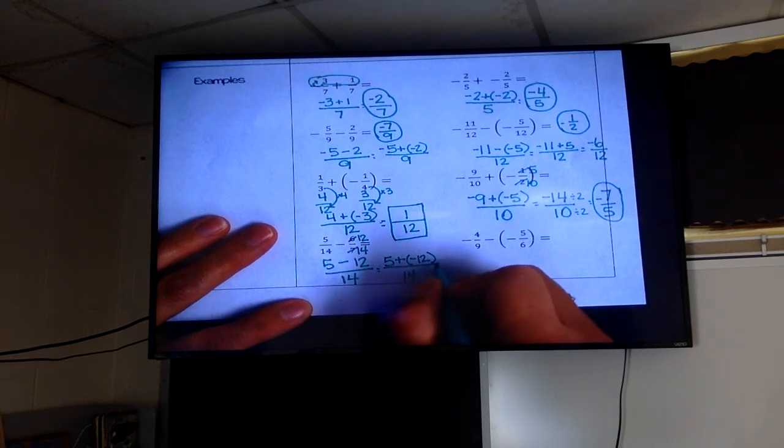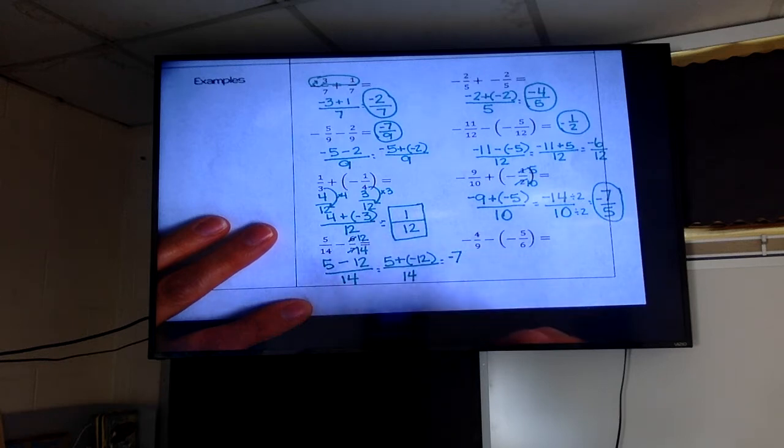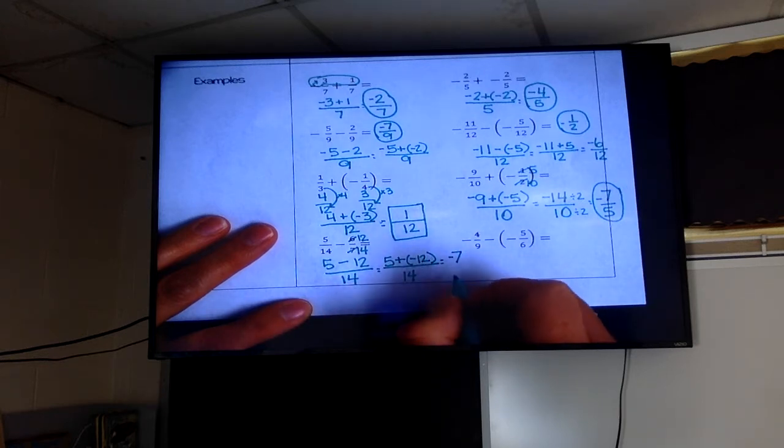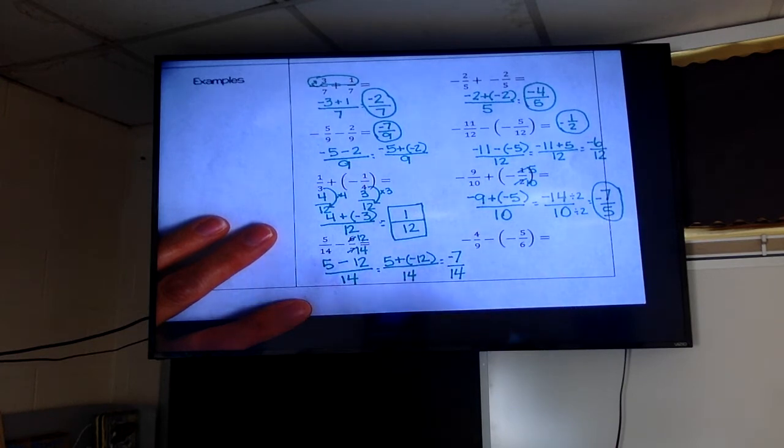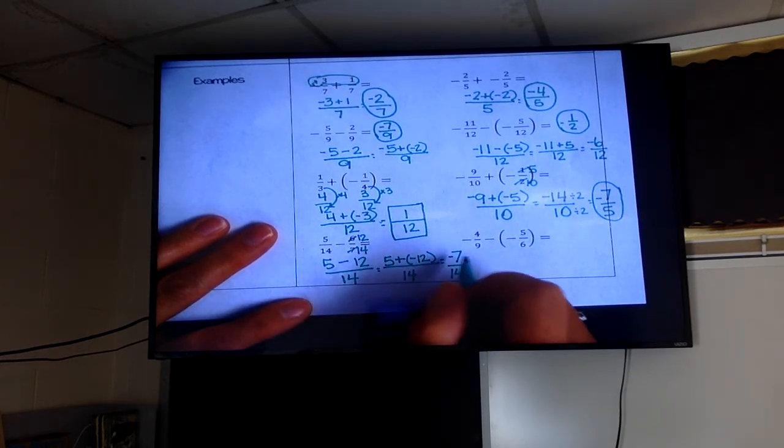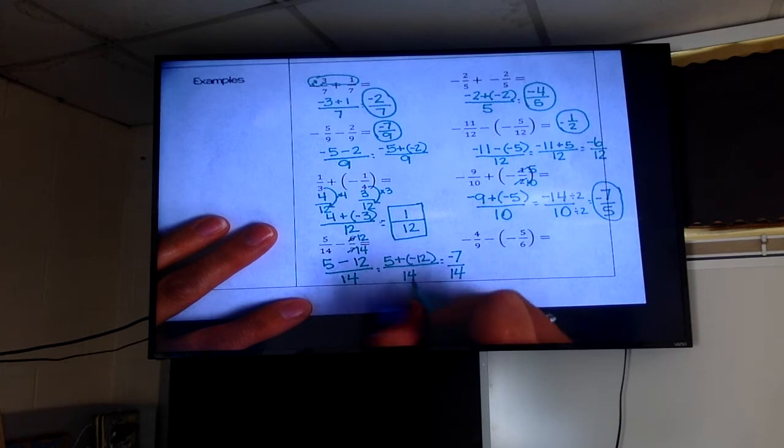On the top, I have signs that are different. And different means I'm going to subtract the numbers and keep the sign of the larger. So 12 minus 5 is 7. 12 is larger and it's negative. So I have negative 7/14. Ask yourself if you can simplify it. Of course we can. 7 can go into both 7 and 14, so that's actually going to become negative 1/2.